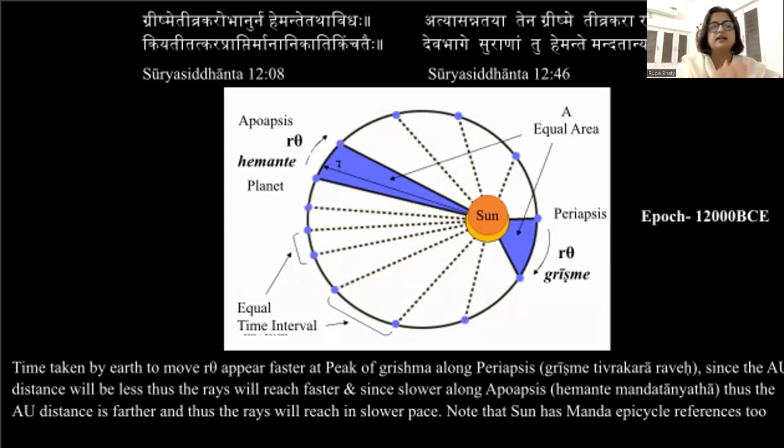So kara means rays. So in Grishma, the rays that are coming, how quickly are they coming? So how these are being measured, and for that the answer was given: atya sannataya ten grishme tivra kararave deva bhage suranam tu hemante mandatani. So it gives an idea of Kepler's law itself in Surya Siddhanta. There again it asked how many types of kara, and it has been given briefly here, and many other aspects of that have been lost.